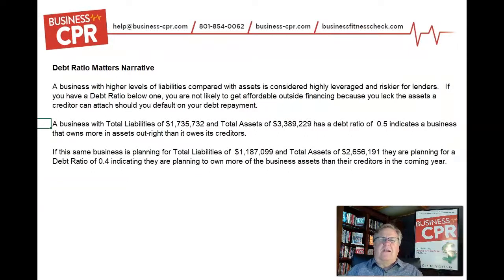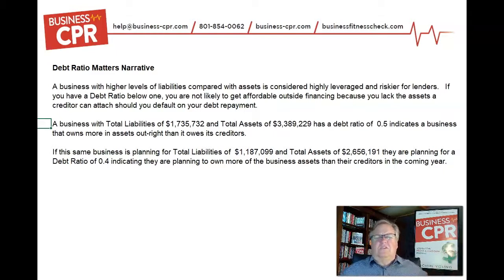So look at this scenario. This is an actual client, and this is a client that has been really aggressive in paying down their debt. If you look at their previous year, they had liabilities of 1.7 million and assets of 3.3 million. So they had a debt ratio of 0.5, which in essence means they have twice as many assets as they have liabilities. That's a healthy place to be.